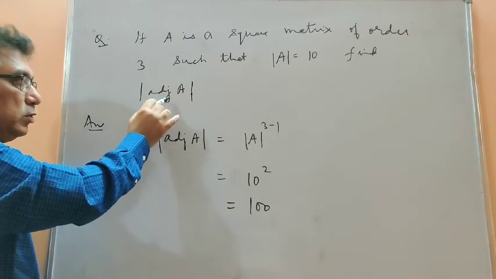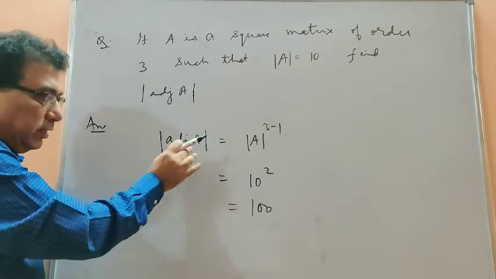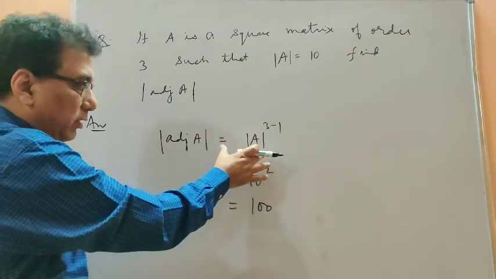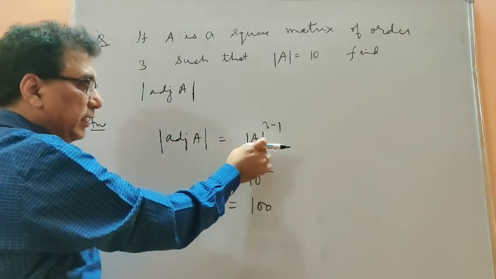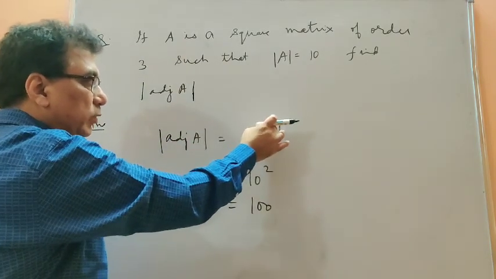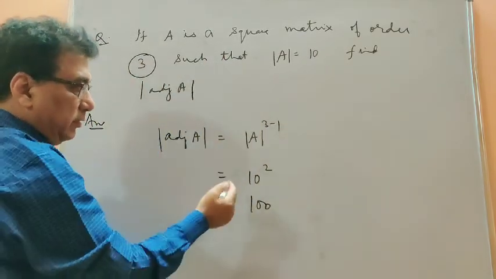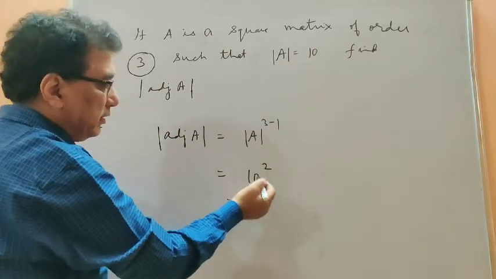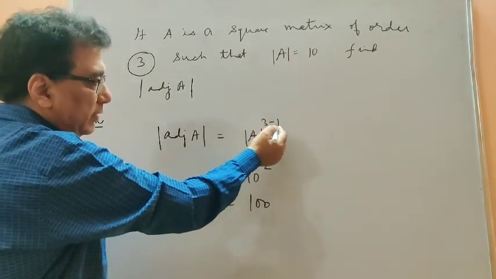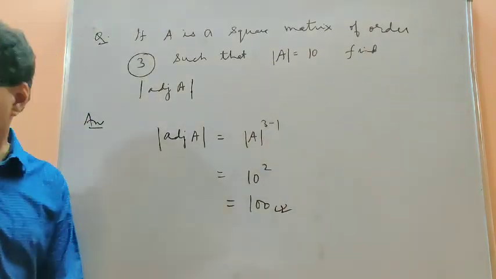Without knowing the nature of adjoint A, we can find its determinant by that formula, which says that determinant of adjoint of A is determinant A to the power n minus 1, and n stands for 3 here because this stands for order. So it is determinant A, we have to write 10 here as the base, and the power will be 3 minus 1. So finally, this is the result.